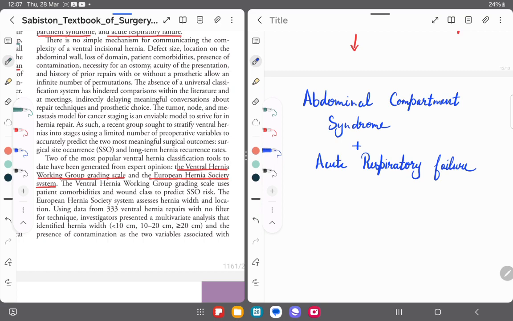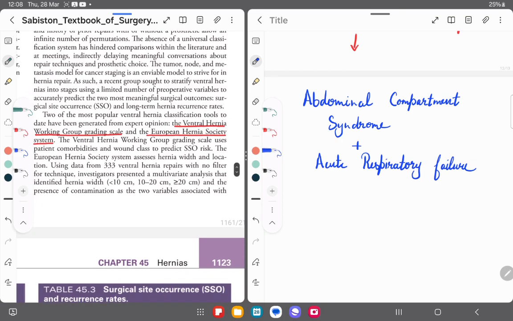The tumor node and metastasis model for cancer staging is an enviable model to strive for in hernia repair. As such, a recent group sought to stratify ventral hernias into stages using a limited number of preoperative variables to accurately predict the two most meaningful surgical outcomes: surgical site occurrence and long-term hernia recurrence rates.